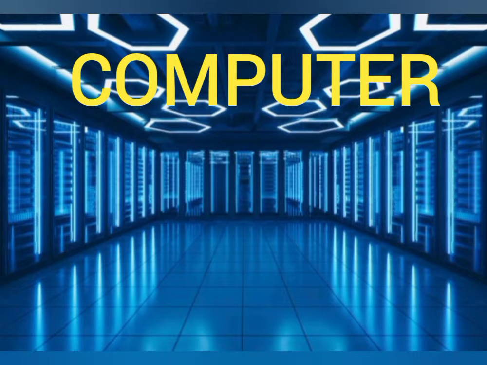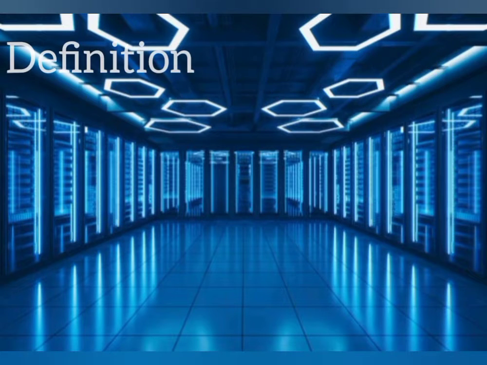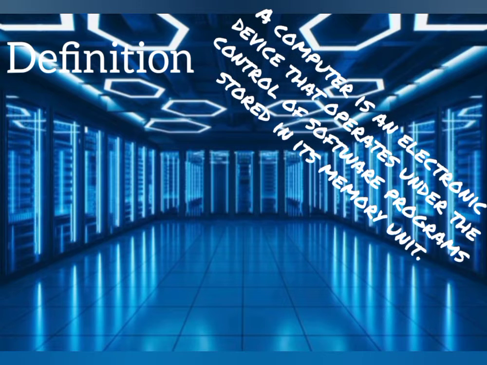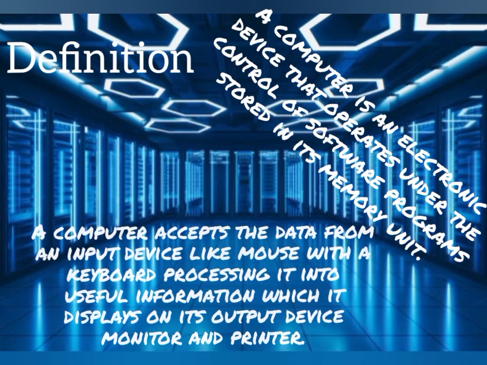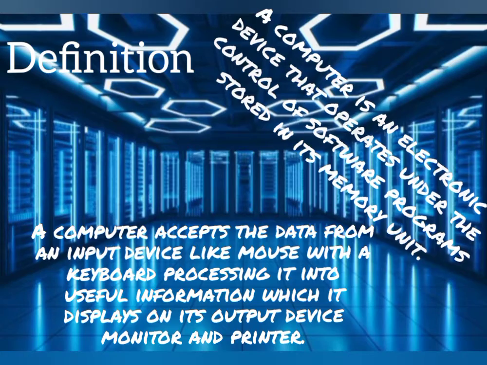What is a computer? Definition: A computer is an electronic device that operates under the control of software programs stored in its memory unit. A computer accepts data from an input device like a mouse or keyboard, processes it into useful information, which it displays on its output device, monitor and printer.